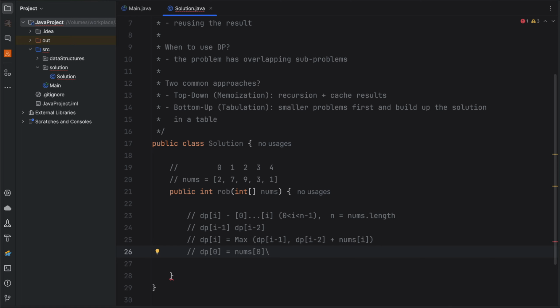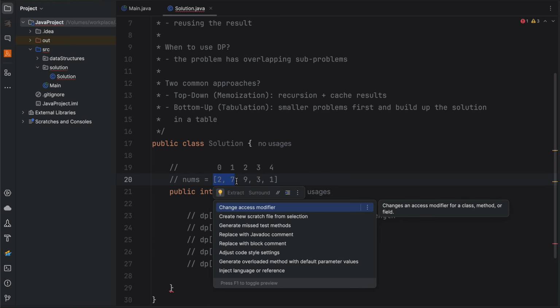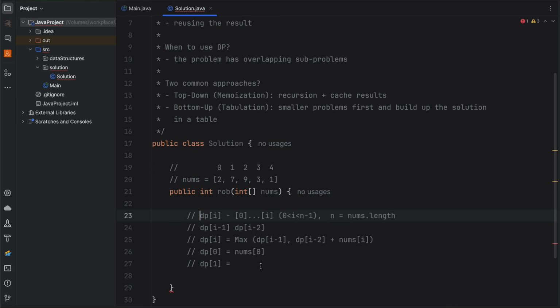What would be the dp of 1? Well, let's take the first two houses. Given that they are adjacent, we can't take money from both houses, but we need to choose one of them. Which one will we choose? We're going to choose the house that has more money, right? So it should be the maximum value of the provided amount of money in the two houses. So it should be the max of nums of 0 and nums of 1.